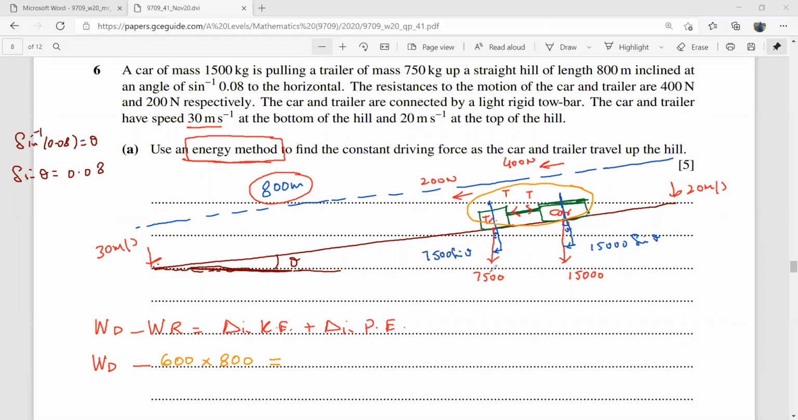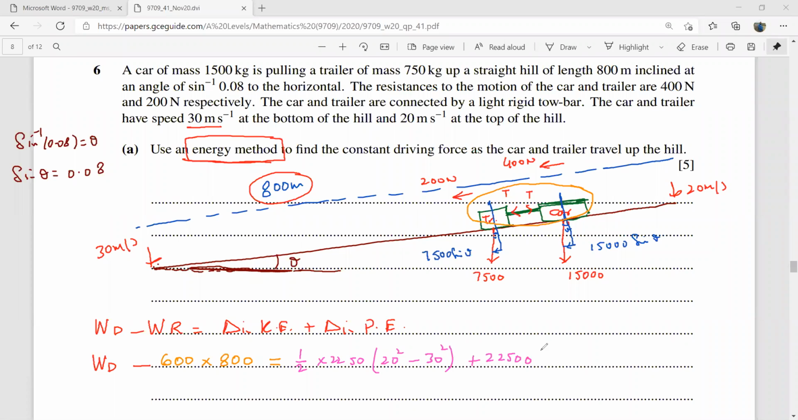Now altogether, the total mass is going to be 1500 plus 750, that is 2250. So half into 2250 into the final speed squared, 20 squared, minus the initial speed squared, 30 squared, plus change in potential energy, that is mgh. So total mass is 2250 into g, that is 10.